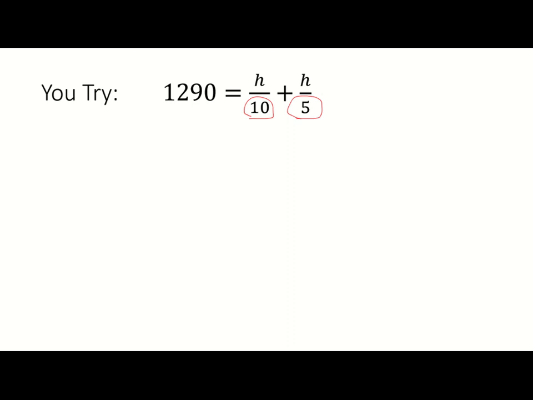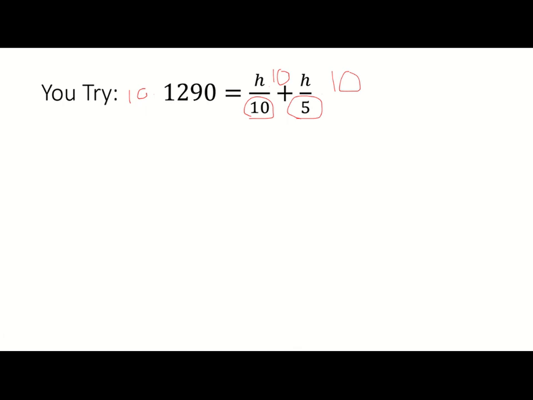So I'm going to multiply every piece of the equation by 10. That means that h over 5 gets multiplied by 10. The h over 10 gets multiplied by 10. And even the 1290 gets multiplied by 10. You have to change every component of the equation when you multiply by the least common denominator.